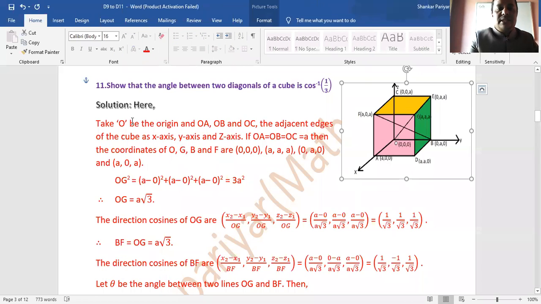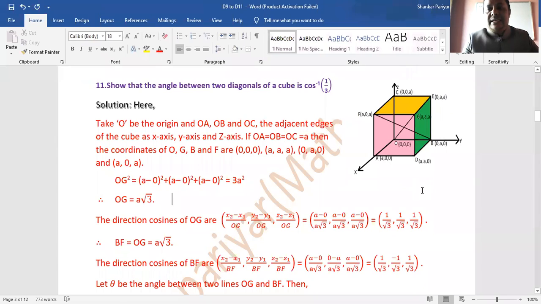Therefore, in the solution I have written here: let O be the origin. You can see this on the cube, where OX is the x-axis, OY is the y-axis, OZ is the z-axis. Write down: let O be the origin, you can see in the figure, and OA is equal to OB is equal to OC.